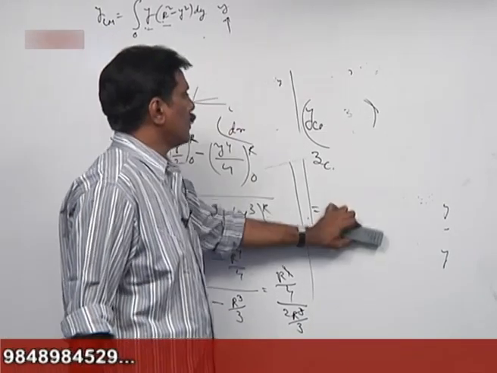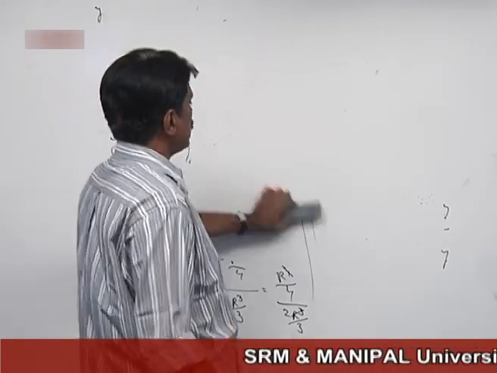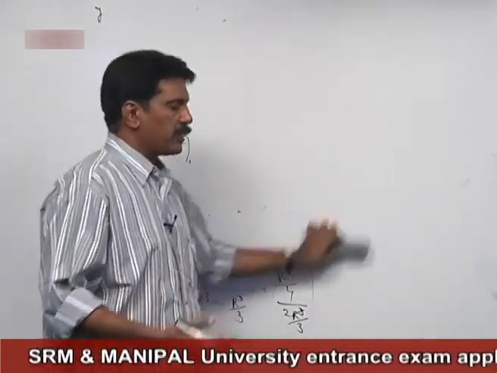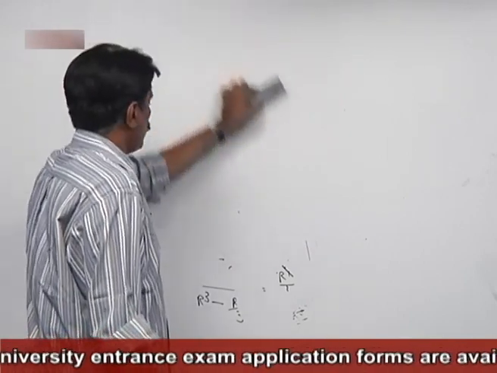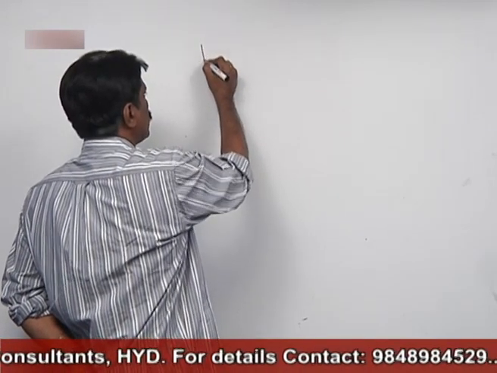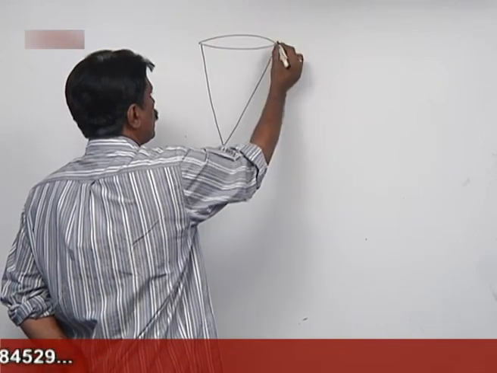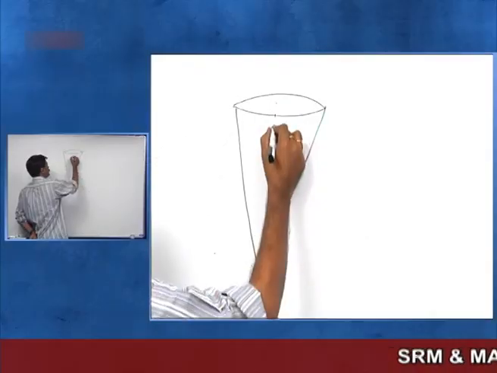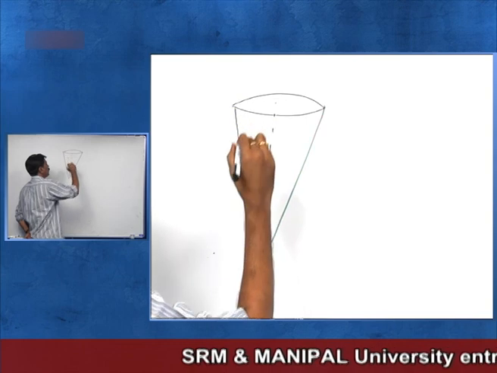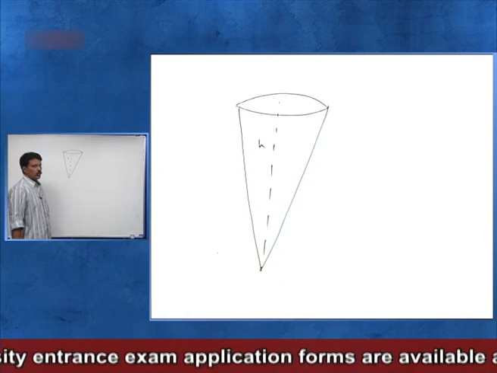Now, if you want one more example for a three-dimensional object, you can select, say, a cone or cylinder, etc. Let us do a cone. Suppose this is a cone of height h. Let us try to find the center of mass for the cone.